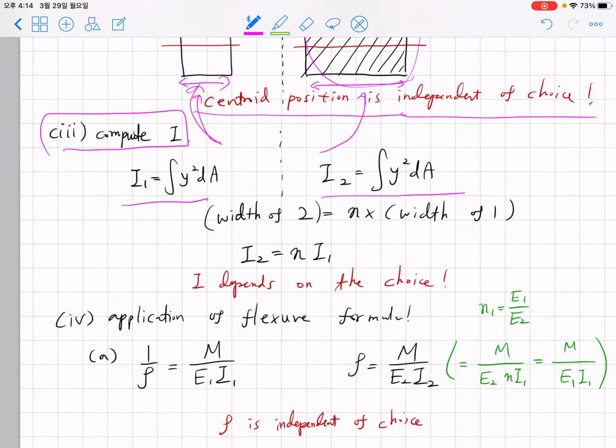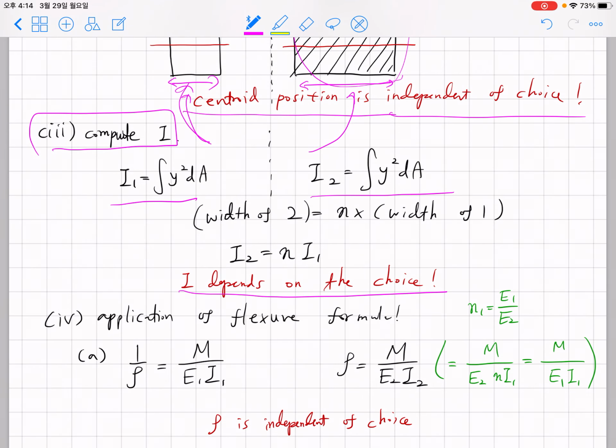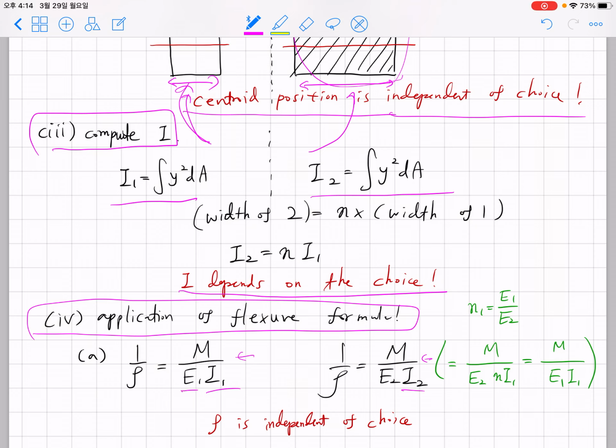Then you have to be really careful about this. As the next step, you have to apply the flexure formula. When applying the flexure formula, I think I made a mistake here. When considering 1 over rho, you have to compute M over E1 I1, and you have to compute M over E2 I2. However, the effect of the different I1 and I2 is cancelled out here because you multiply by different numbers. If you multiply E2 and consider that I2 is n times I1, it's the same as E1 I1, which becomes the same as the answer for the first choice problem.